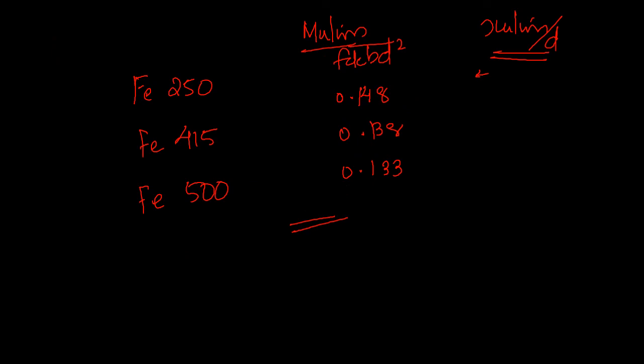Then for the different grades of steel, Fe250, Fe415 and Fe500, we get standard values of Mu limit by fck b d square by substituting the values of xu limit by d. The values will be 0.148, 0.138 and 0.133. This is a set of standard values and it is given in the IS code. These are the things we had to study today. Thank you.